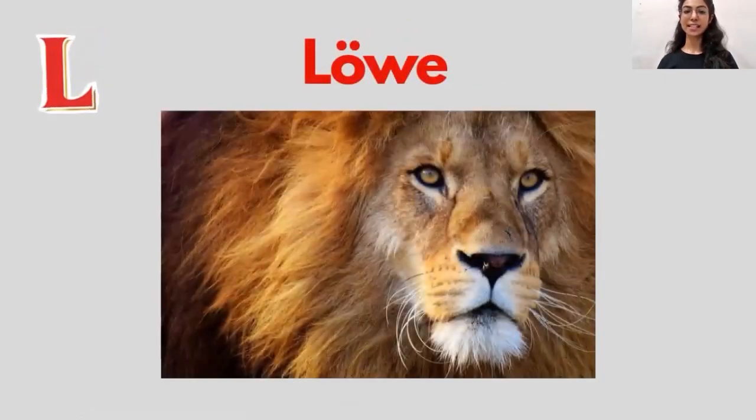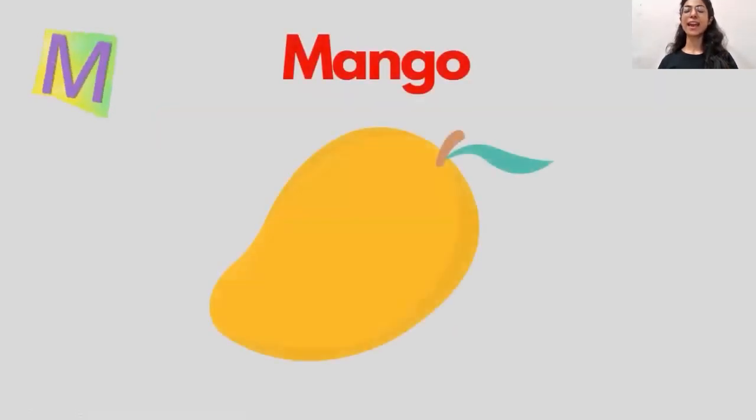The next is L. L. Löwe, L. Next alphabet is M. You like mangoes? See, you have a mango on your screen. M. M for mango.